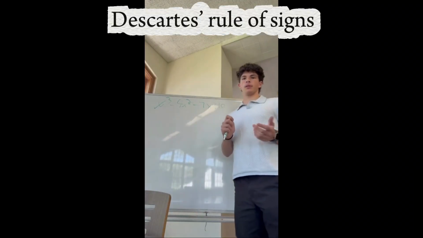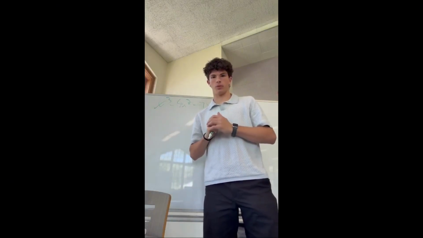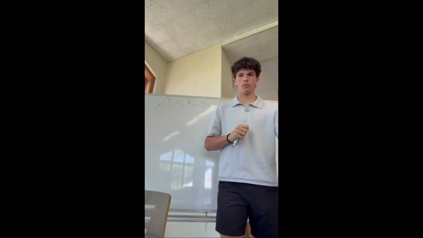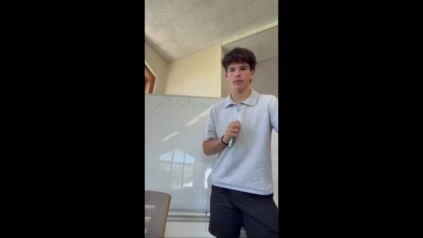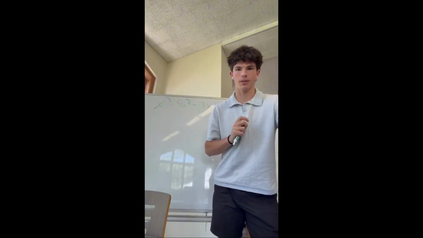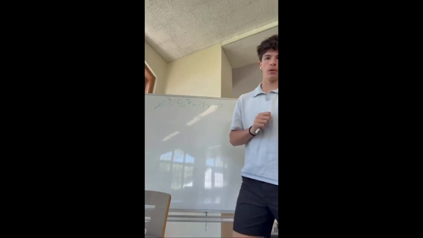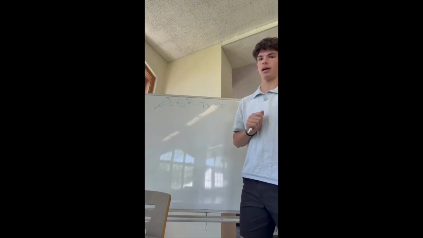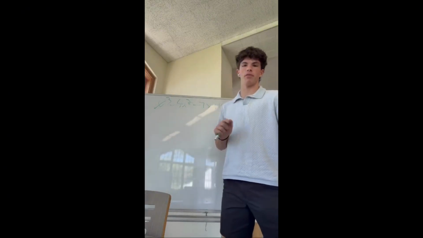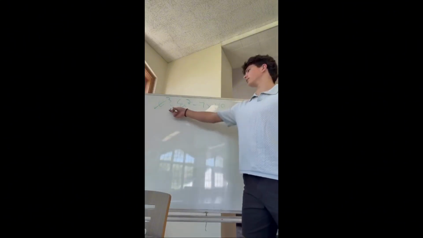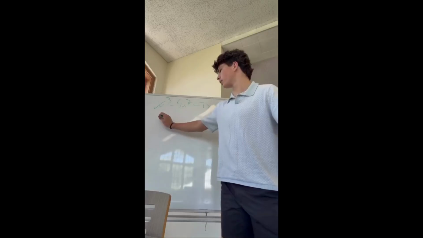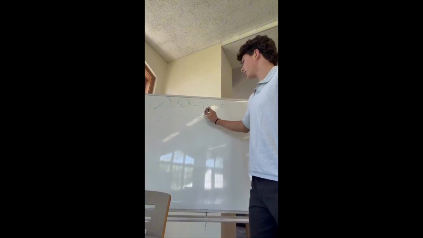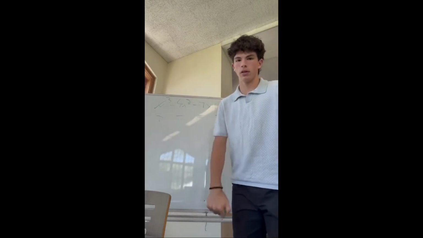Today I'm explaining Descartes' rule of signs as well, which helps predict how many positive and negative real roots a polynomial can have. To find the number of positive roots, take a look at the signs in f of x, and count how many times the signs change. For negative roots, plug in negative x and count how many times the sign changes in f of negative x. So for example, we use this formula right here. I can see the signs are positive, negative, negative, positive.